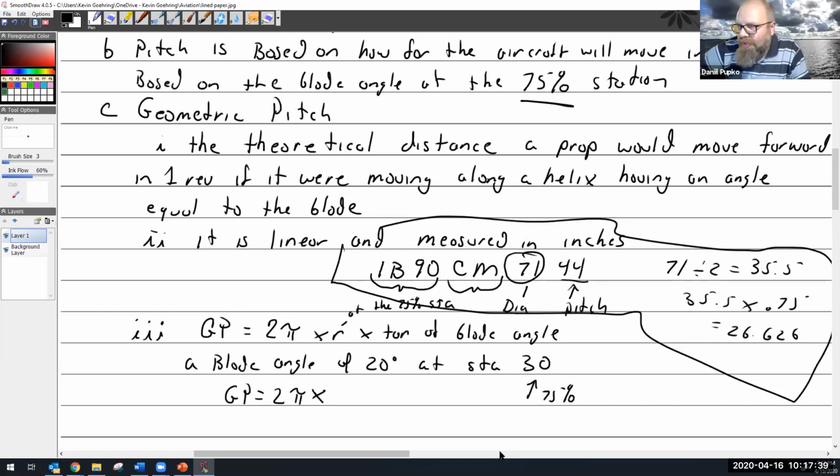So it means we need to multiply 2 pi times 30 times the tangent of the blade angle of the 20.